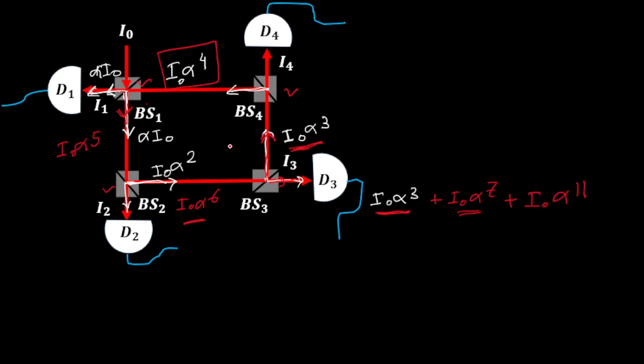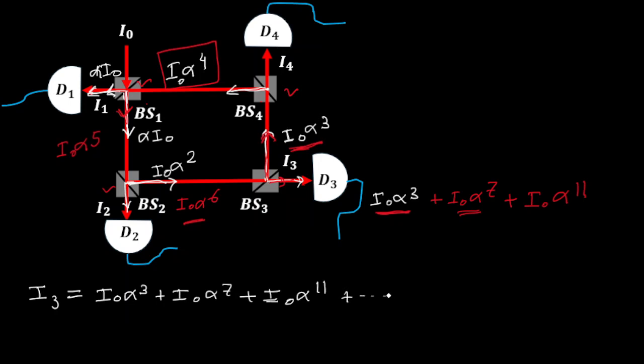There will be an infinite number of such cycles, and if we want to calculate the total intensity, then we have to add up all these intensities. In the question it is written that we have to calculate the total intensity that will be measured by this detector 3. So the total intensity I3 will be the intensity after the first cycle, that is I naught into alpha cube, plus the intensity that will reach detector 3 after the second cycle, I naught into alpha to the power 7, plus the intensity after the third cycle, I naught alpha to the power 11.